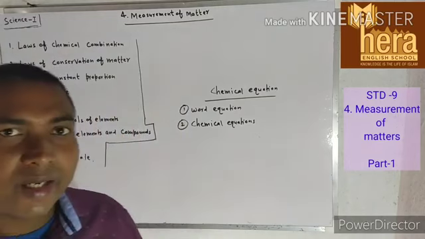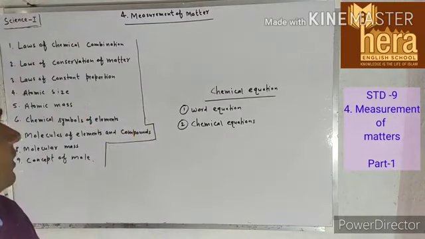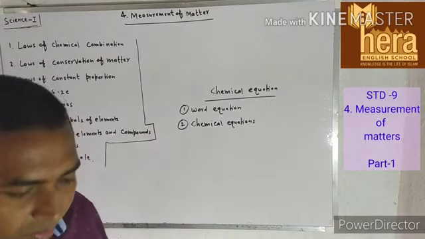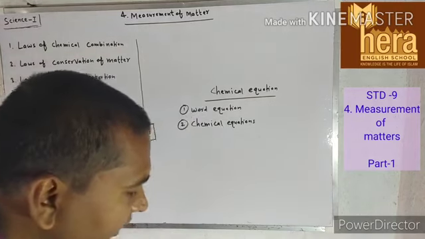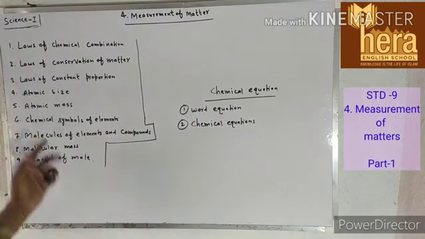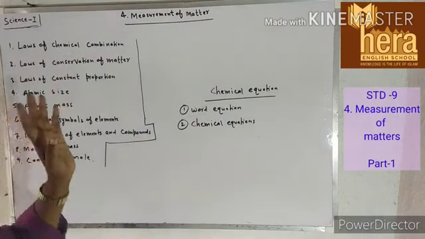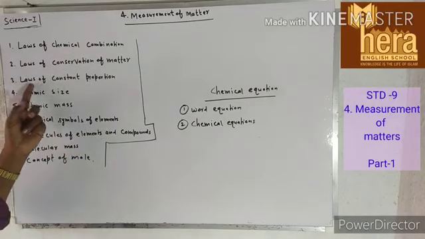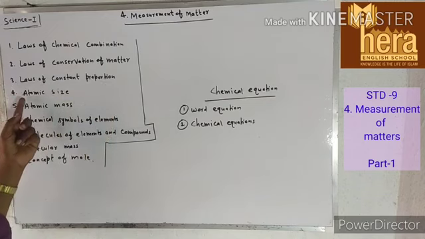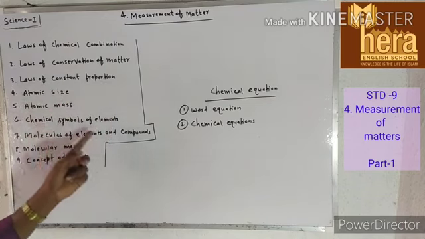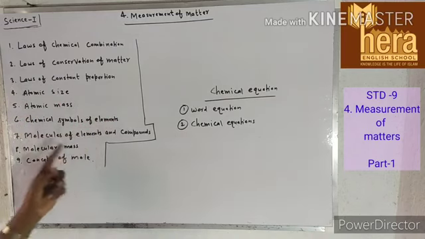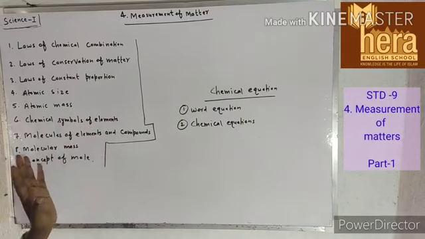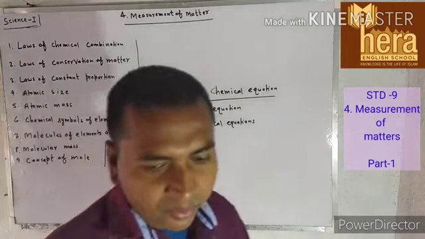So today we are going to start the next chapter, chapter number 4, measurement of matter. Today we will discuss many concepts. First one will be laws of chemical combination. Second will be laws of conservation of matter. Third will be laws of constant proportion. Fourth will be atomic size, atomic mass. Then chemical symbols of elements, molecules of elements and compounds, molecular mass, and concept of mole. These all topics today we will discuss.